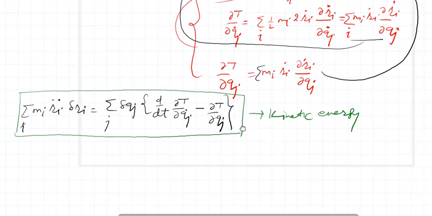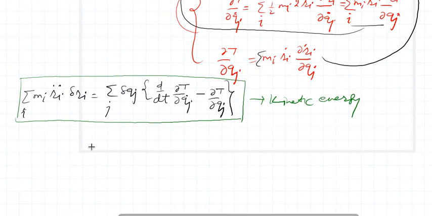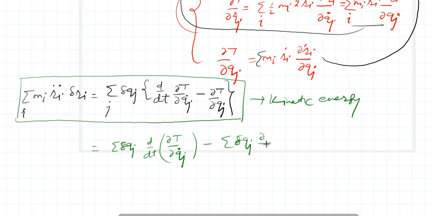And let me rewrite this equation. So this is equal to delta q_j, d upon dt of ∂T/∂q_j dot, minus delta q_j ∂T/∂q_j, right? That's what I can write down, and let me call this equation number 10.